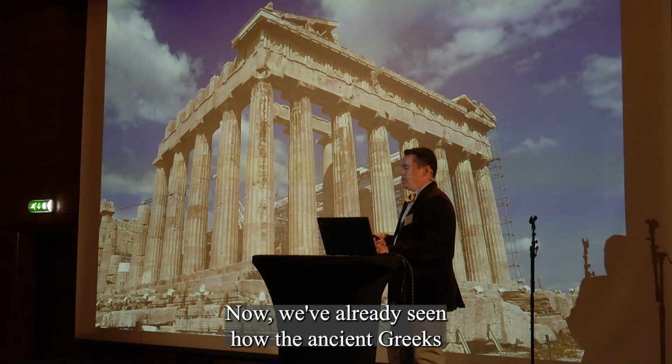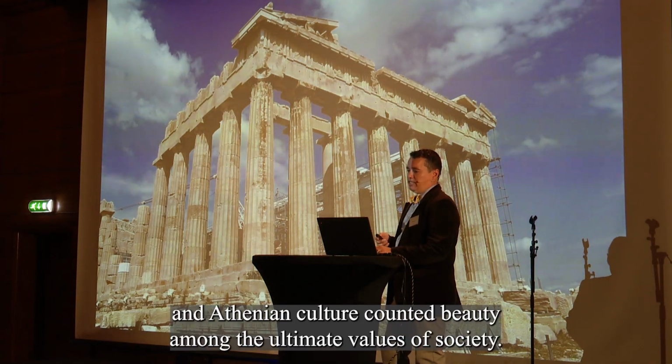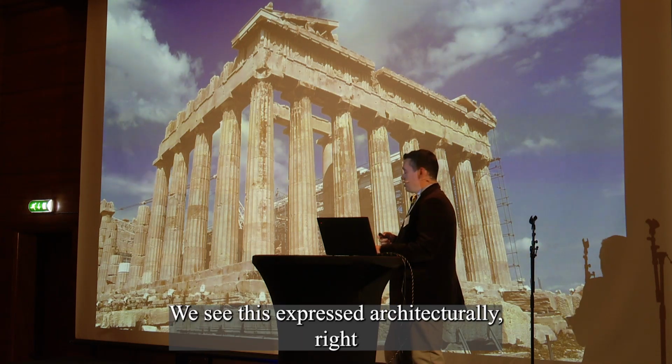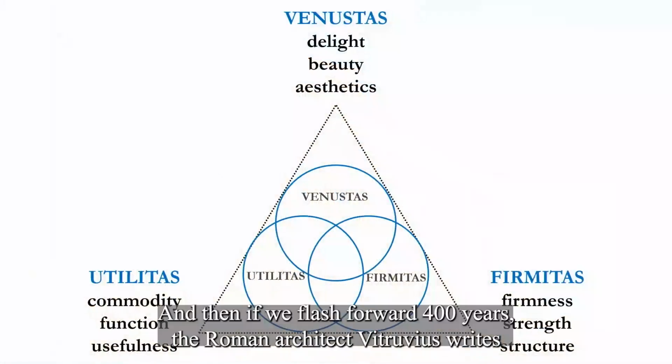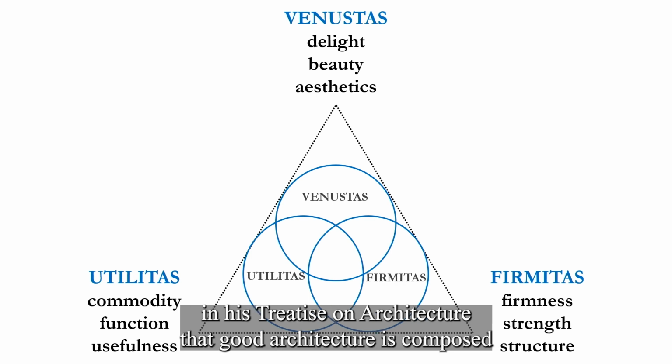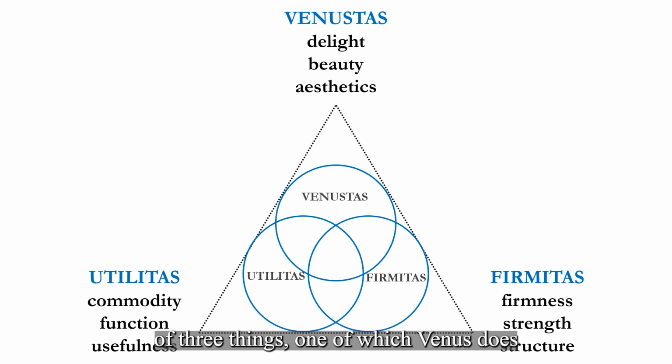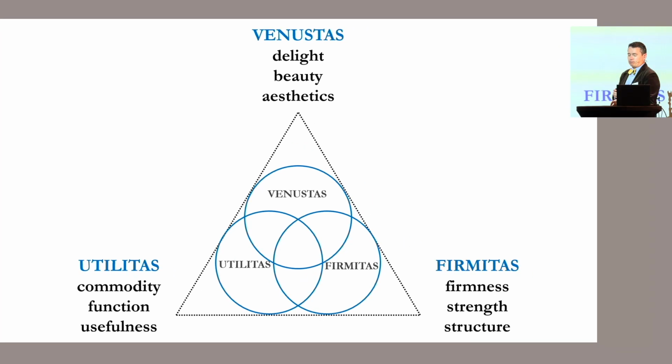Now, we've already seen how the ancient Greeks and Athenian culture counted beauty among the ultimate values of society. We see this expressed architecturally, right, with the Parthenon on the Acropolis. And then if we flash forward 400 years, the Roman architect Vitruvius writes in his treatise on architecture that good architecture is composed of three things, one of which, venustas, delight, beauty, is tied to aesthetics.